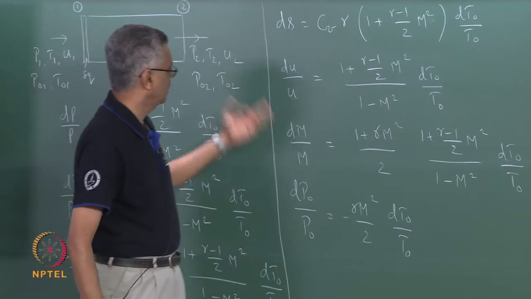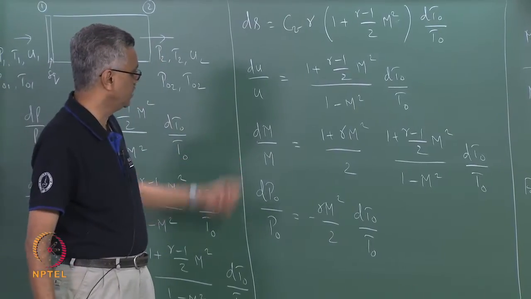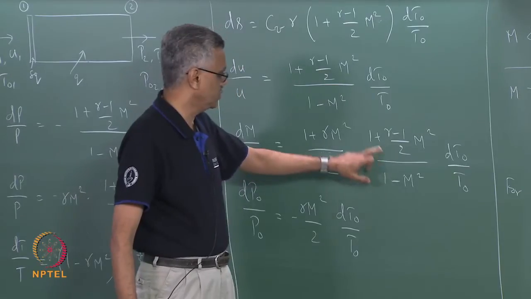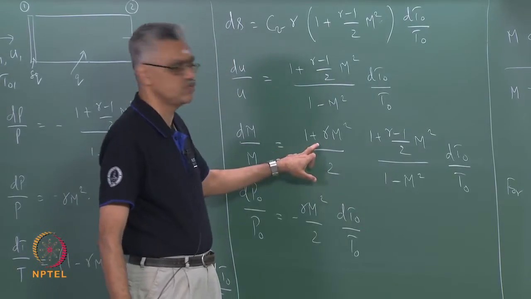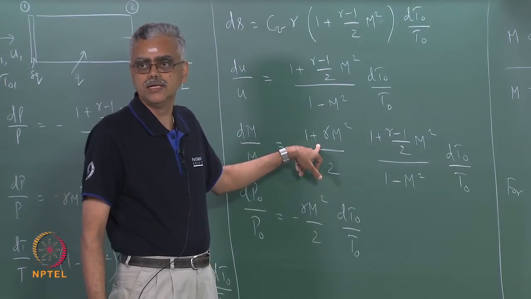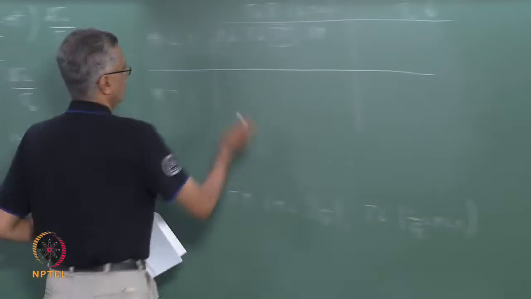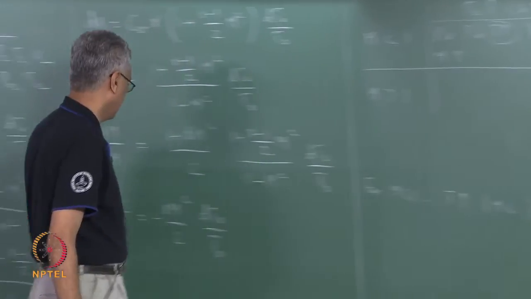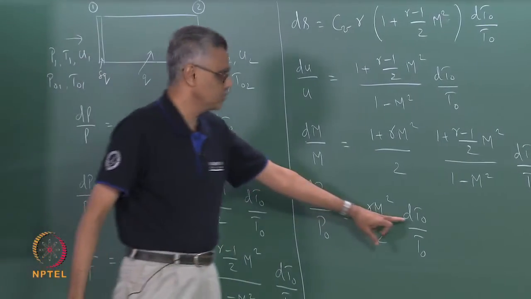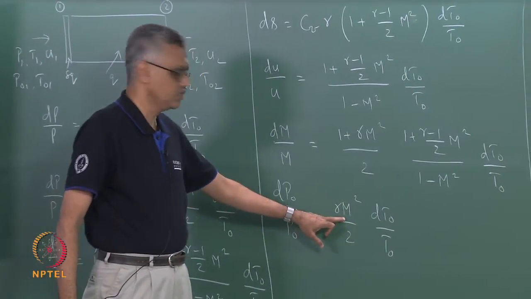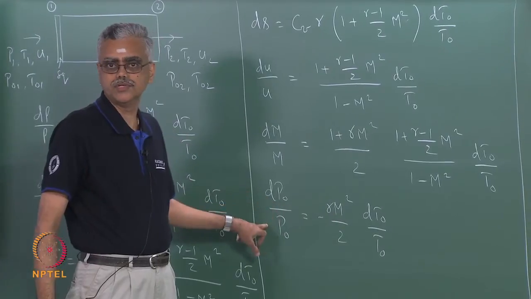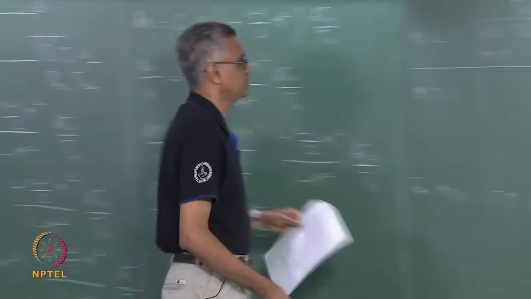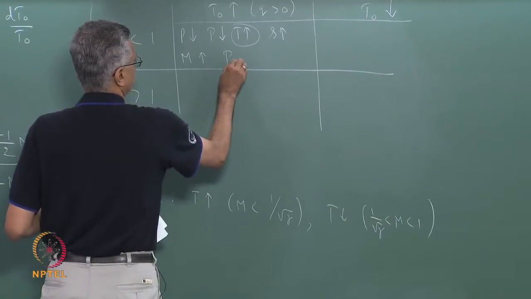And let us go to Mach number. Instead of velocity, we will directly go to Mach number. So Mach number also, if you see, positive, positive, M less than 1, this is positive, this is also positive. So Mach number increases in a flow like this. So M goes up. And what about stagnation pressure? This is positive, right? This is positive, so that means stagnation pressure, this is negative, so stagnation pressure decreases in this case. So P naught decreases.